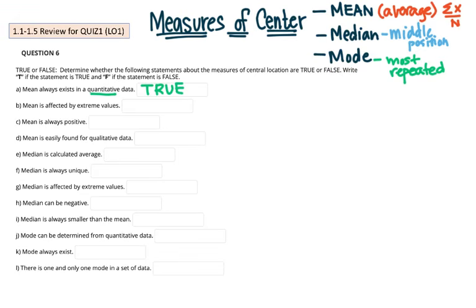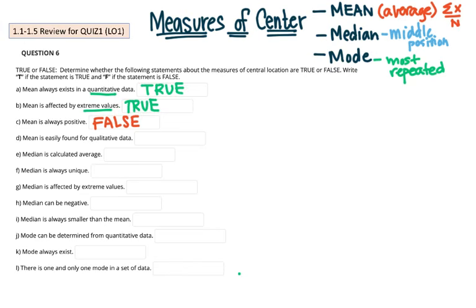Mean is affected by extreme values. Also true, if you have a very big or a very small number, when you add it up and divide by how many, it will pull the average either very big or very small. Mean is always positive. Well, here's an example of something false. If all your data is negative, like for example, the temperature in Alaska, if all of the data that you collect is negative, when you add it up and divide, you're still going to get a negative answer.